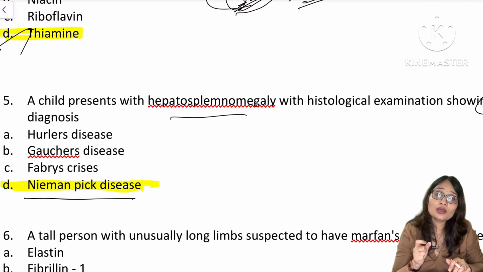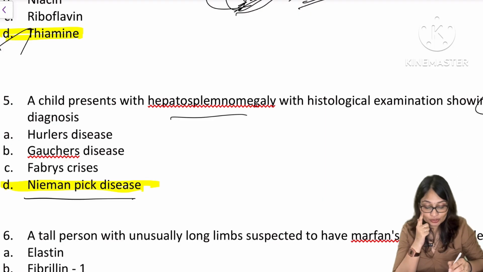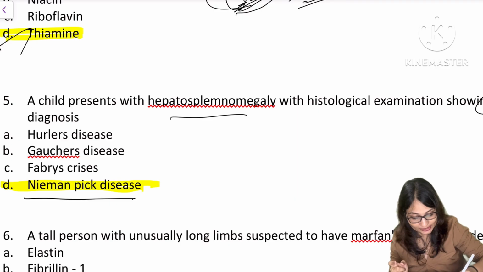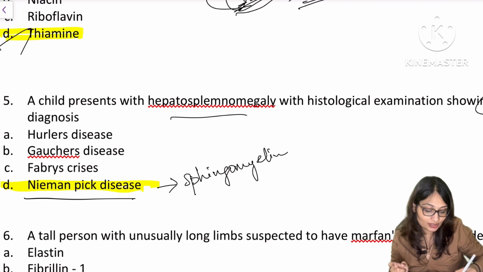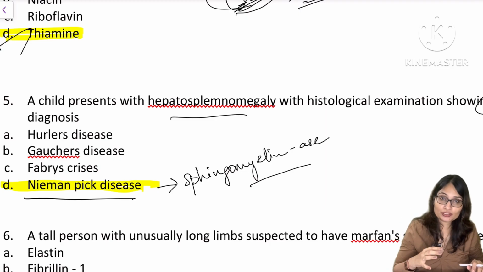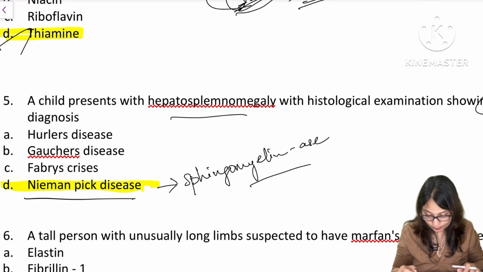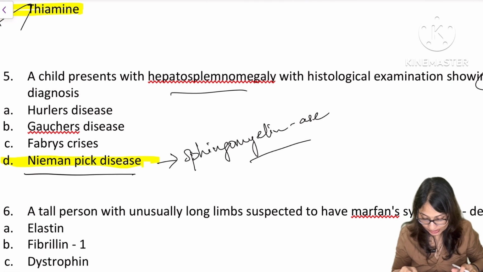So what is the product that is accumulating? The product that is accumulating here is sphingomyelin. And what is deficient here? The enzyme which is deficient is sphingomyelinase. Sphingomyelinase is deficient, so we get sphingomyelin deposits. So this is it.